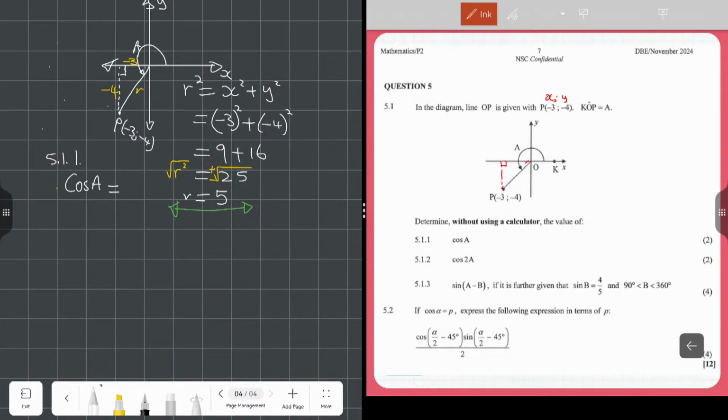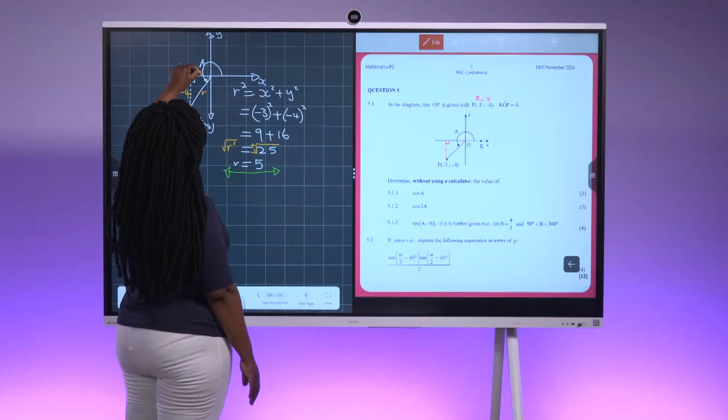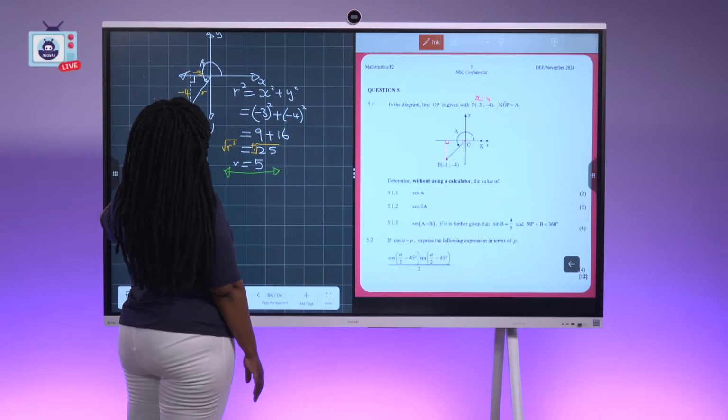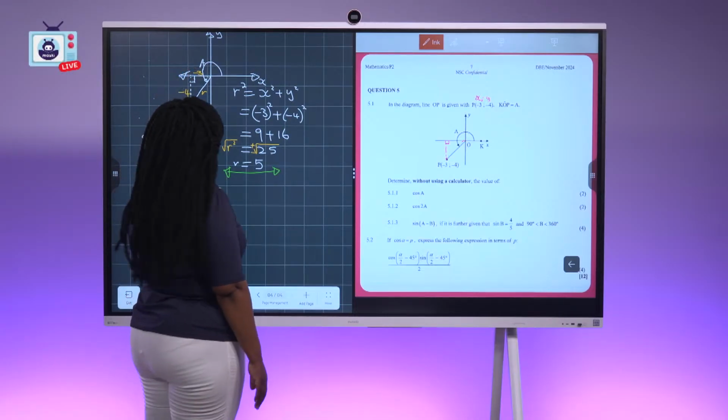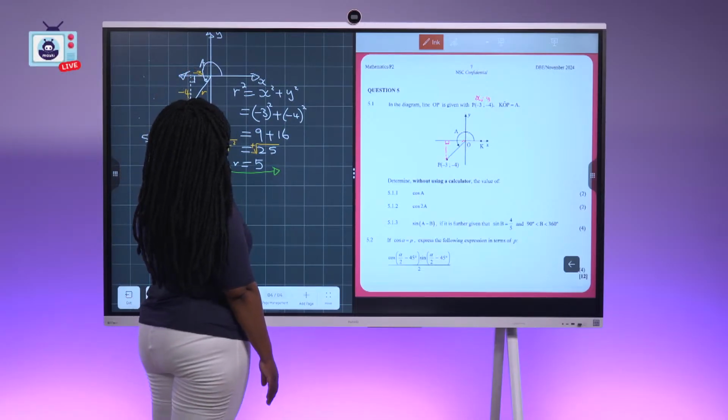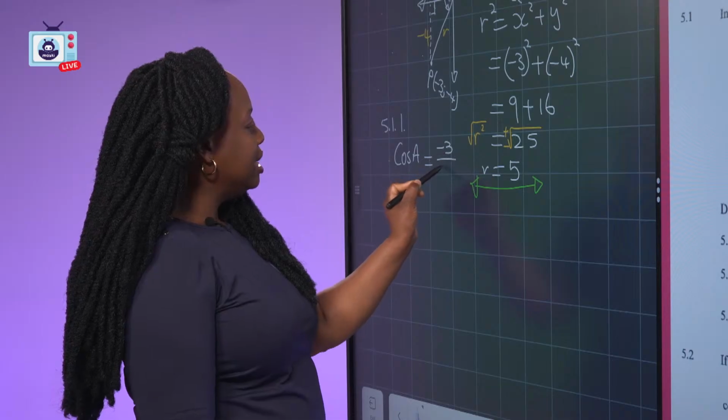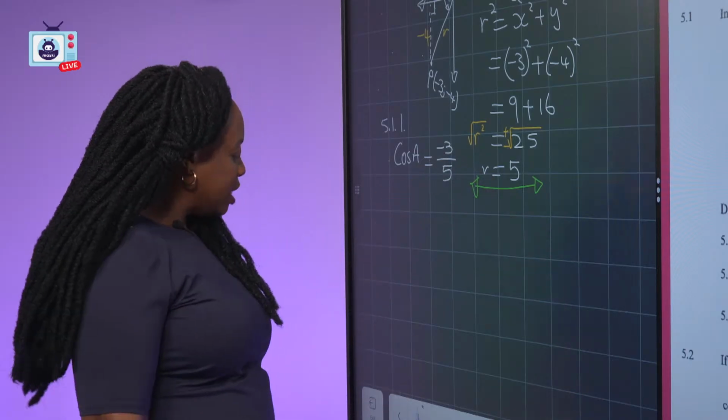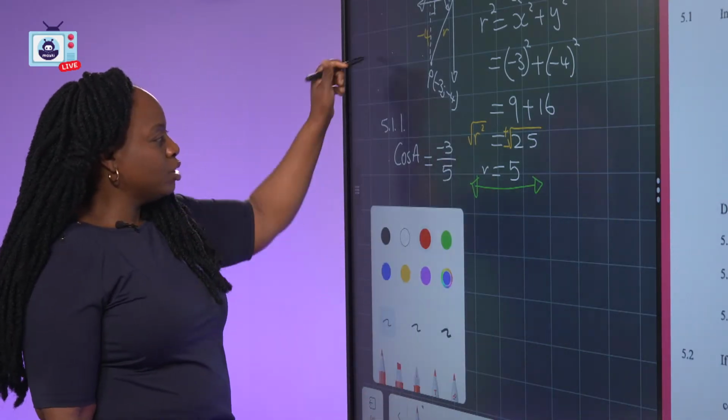So that means this is opposite. So -4 is opposite, r is hypotenuse, and -3 is adjacent. So cos is adjacent over hypotenuse. That means it's -3 divided by 5. Just by doing that, you are going to get your full marks.